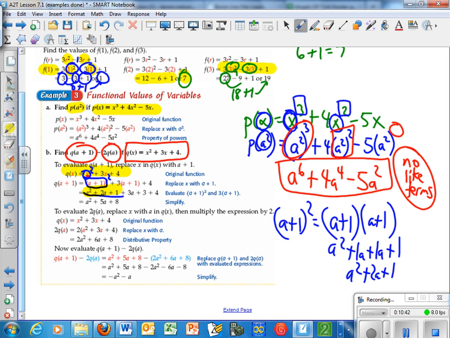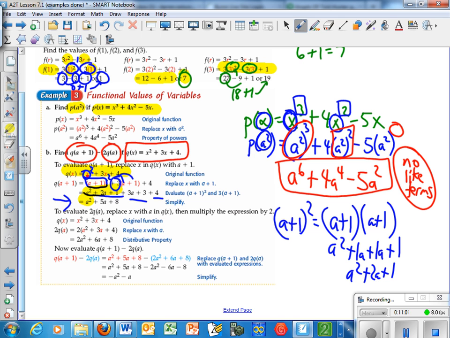Okay, then plus 3 times a plus 1, so I have to distribute right there. That's where the 3a plus 3 came from. And then I had the plus 4. And all they do then to go to this line right here is combine like terms.